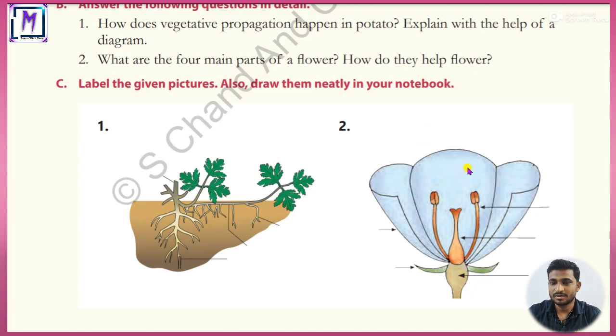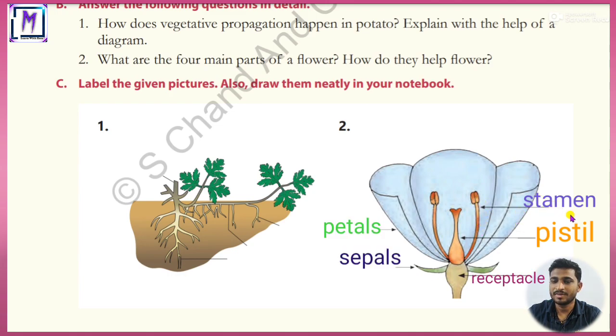The second diagram is here. You are observing the longitudinal section of the flower. So let's start with the right first. This is the anther and filament, and we know that together we call anther and filament the stamen. So you just have to put here stamen. Then the next one: you can see a flower pot like structure. This is the stigma, style and ovary, and we know that all these three together are called the pistil, right? So you have to write here pistil.